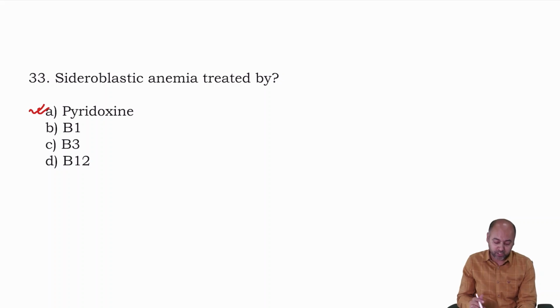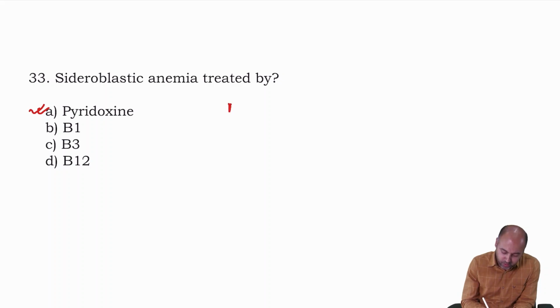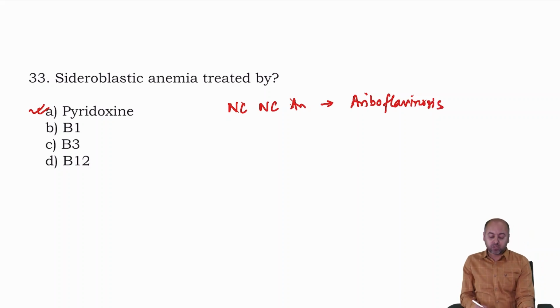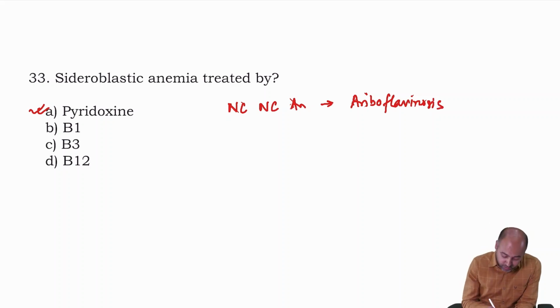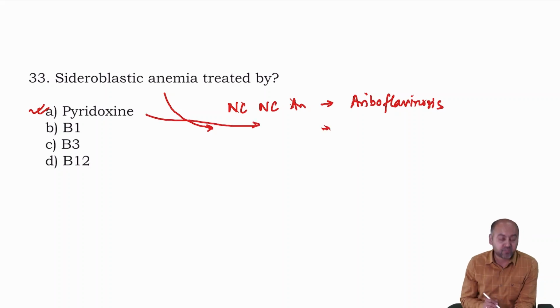pyridoxine. So here I'll quickly tell you the different types of anemia that you may come across. You get the normocytic normochromic anemia. This will be seen in ariboflavinosis. Normocytic normochromic anemia in ariboflavinosis. Sideroblastic anemia, it will be seen with the pyridoxine deficiency.